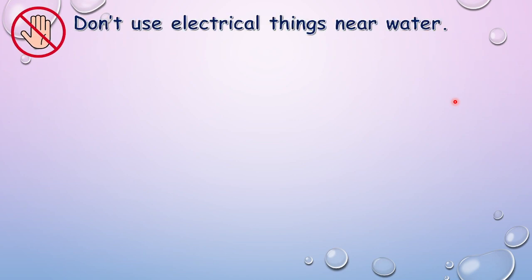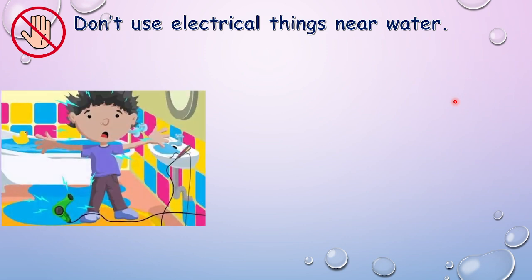Oh, yes. Next, another one. Don't use electrical things near water. For example, if you use a hair dryer or a straightener to style your hair. These use electricity. So sometimes you use that in the toilet where there is water. That is dangerous, right?